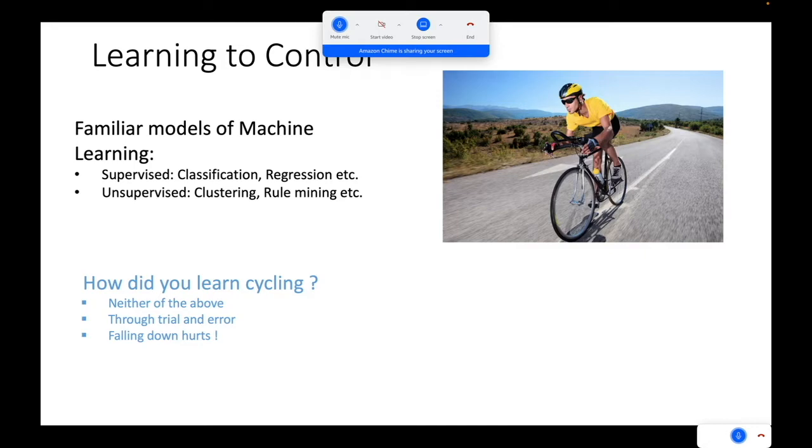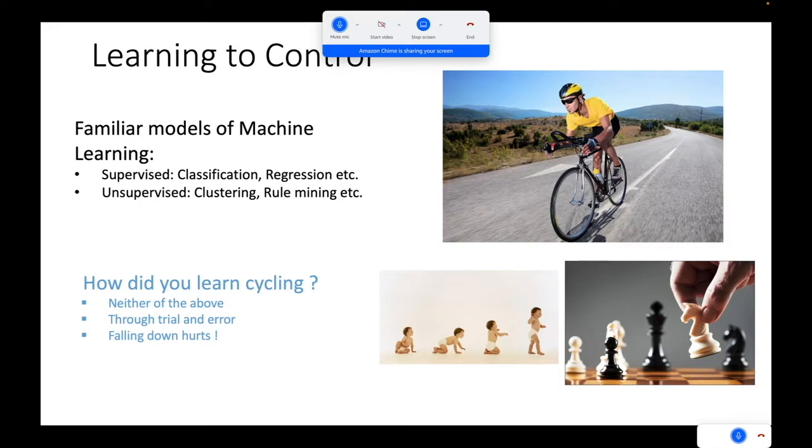We didn't have samples available to us. What we really did was to learn it through trial and error. So we learned how to balance on two wheels. And sometimes we had positive examples where we could do a very good balance. Or sometimes we fell down and we realized it really hurts. And from those mistakes, we figured out how one could cycle very well.